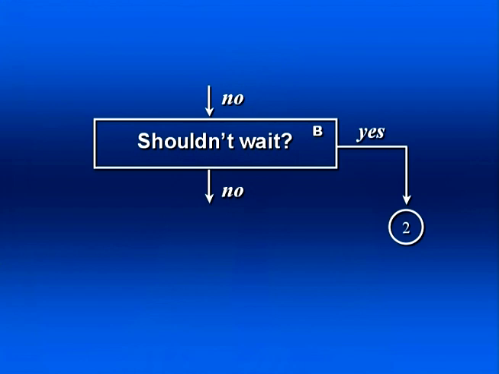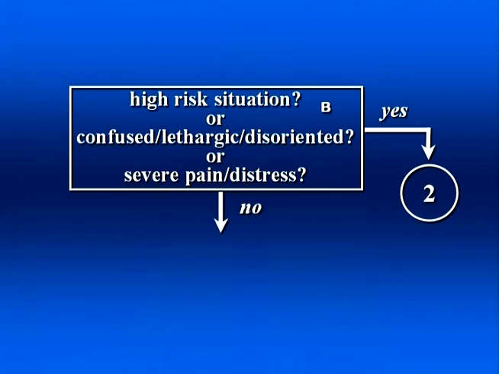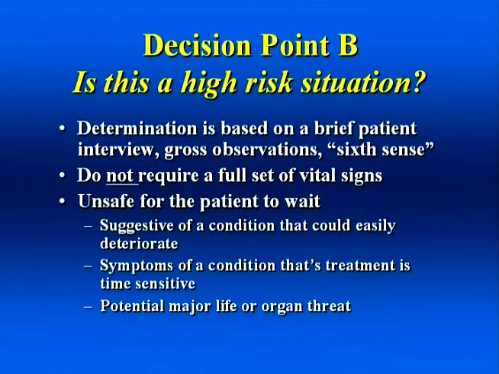There are 3 questions that the triage nurse needs to use to identify the patient who meets ESI level 2 criteria. Is this a high-risk situation? Is this patient newly confused, lethargic, or disoriented? Is this patient in severe pain or distress? Let's look at each of these questions in more detail. Is this a high-risk situation?